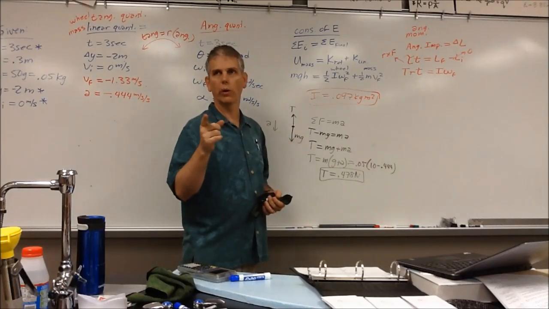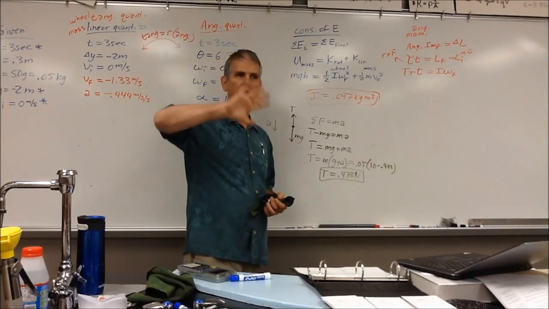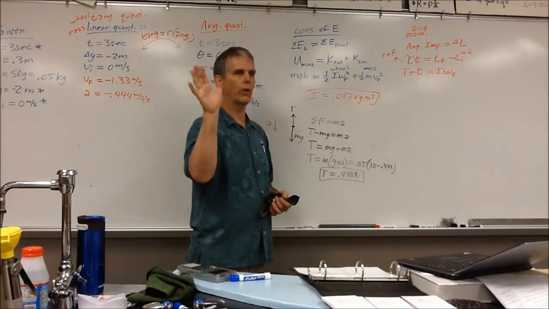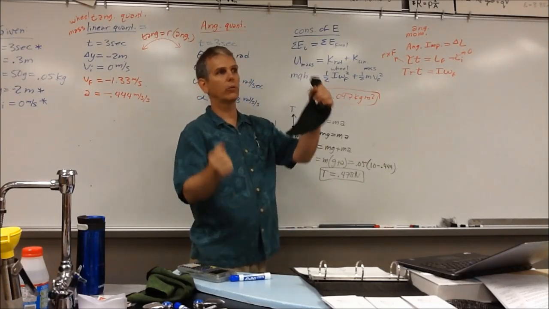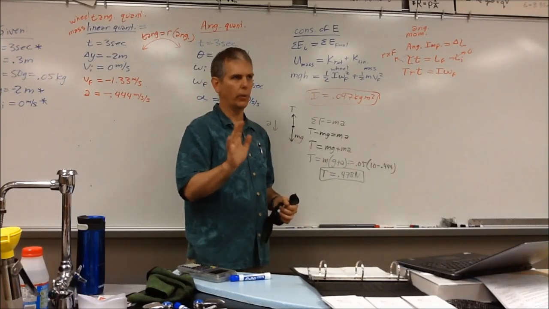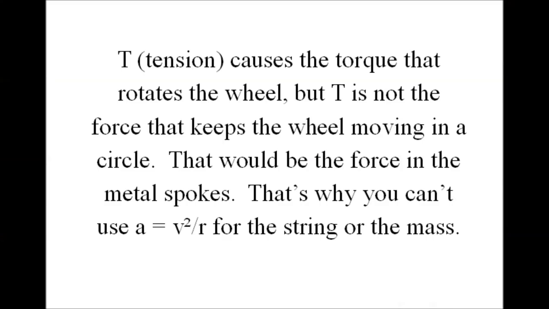Now, the question also arose, why is it that I'm not using r omega squared or v squared over r? Because we're talking about the mass, and the mass is moving linearly. The wheel is rotating, but the torque is not causing the wheel to rotate that way. Yes.